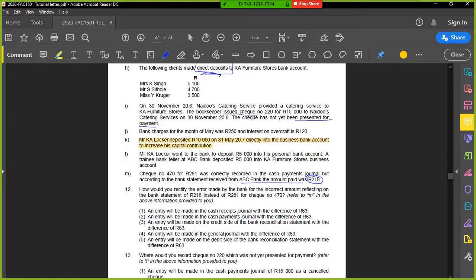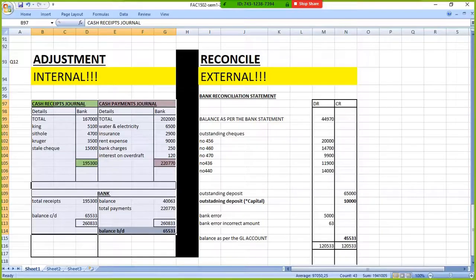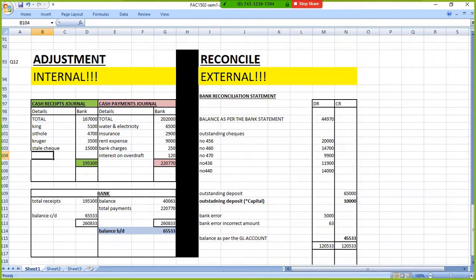Okay, I see what you're saying in terms of what's the error, but now if we've deposited that on the last day of the month, that means it's outstanding. So it's an outstanding deposit. Do you agree? Yes. Because this is deposited by the owner as a capital contribution, we've got to include that here as well. Capital. So we haven't recorded it. It's now recorded. So we need to put a 10,000 there.